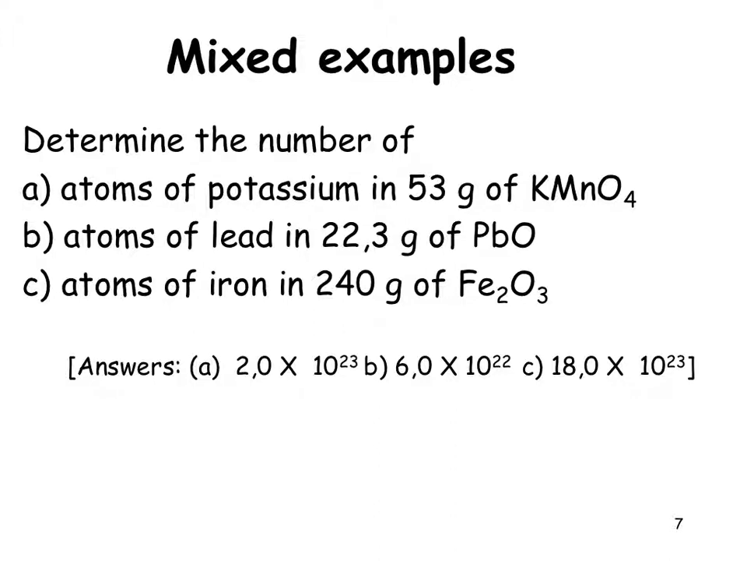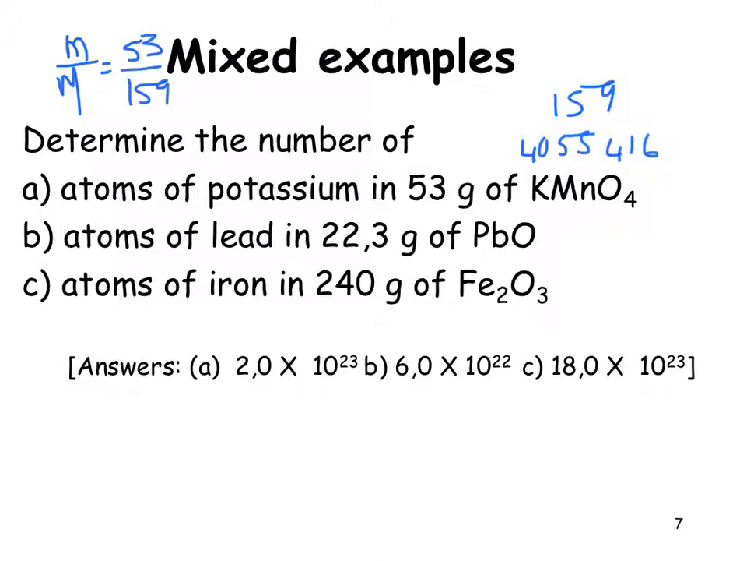Right, we're going to take a look at the number of atoms of potassium in 53 grams of potassium permanganate. So I am going to work out the following. You obviously need to get the molar mass of potassium permanganate, and you're going to go 40 plus 55 plus 4 times 16, and you land up with 159. So number of moles is equal to mass over molar mass, and that is equal to 53 divided by 159, which equals 0,3 moles.